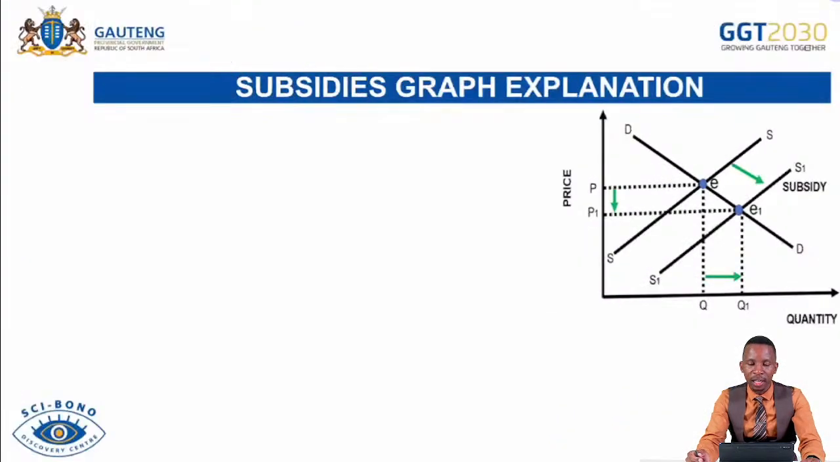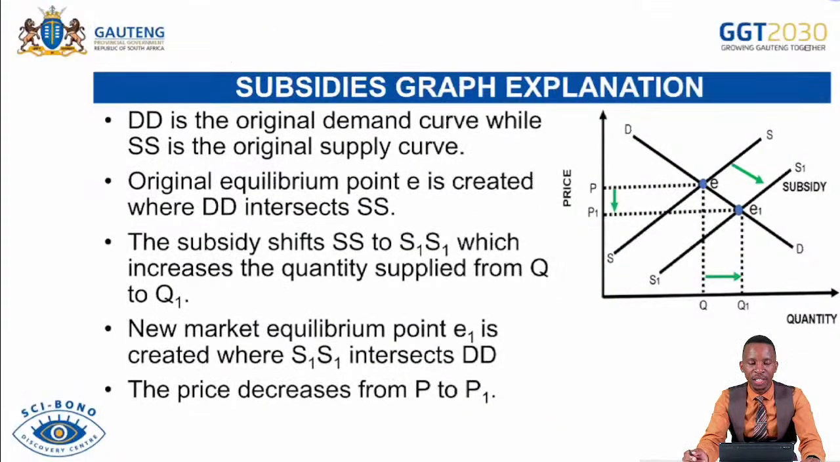And then let's see the graph interpretation. The same graph is back. DD is the original demand curve, while SS is the original supply curve. This is our DD, and then this is our SS. And then the original equilibrium point is created at the intersection of DD and SS. This is the point of origin. And then the equilibrium point is there, which is A.